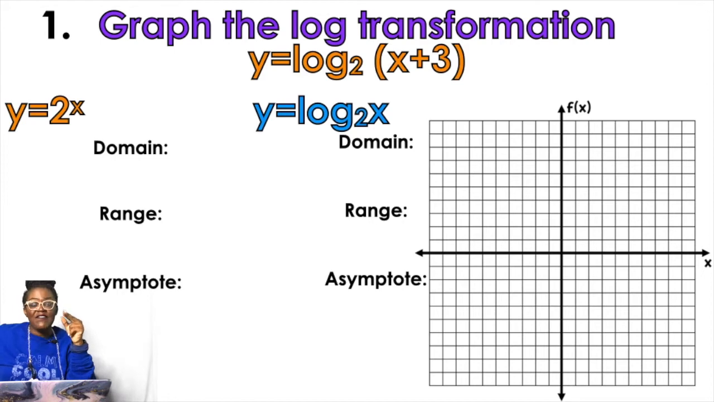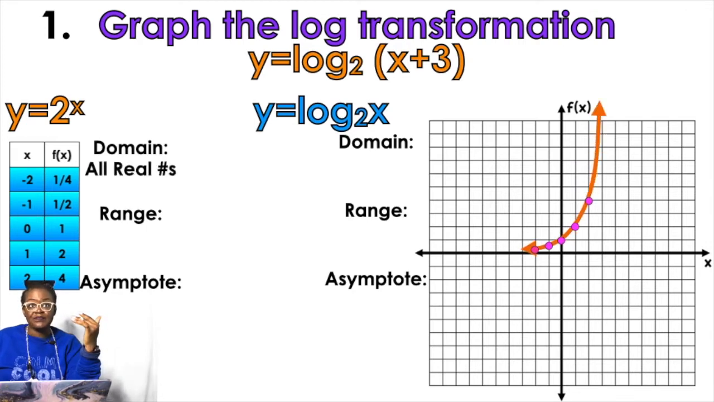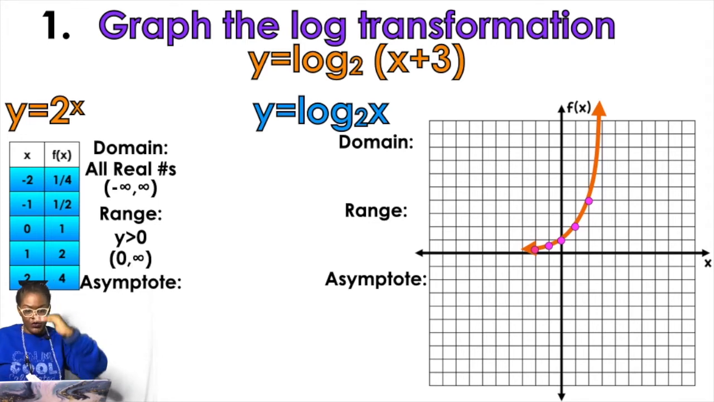So we're going to graph the exponential of the parent function. So we're going to do y equals 2 to the power of x. So we're going to get our little table, negative 2 to positive 2, okay? And we're going to plot those points. Swoop. Just to cover my bases, we're going to do our domain and range. All real numbers, negative infinity to positive infinity. Range is y is greater than 0, not greater than or equal to, because remember, there's an asymptote coming. And then 0 to infinity, so all the way up, okay?